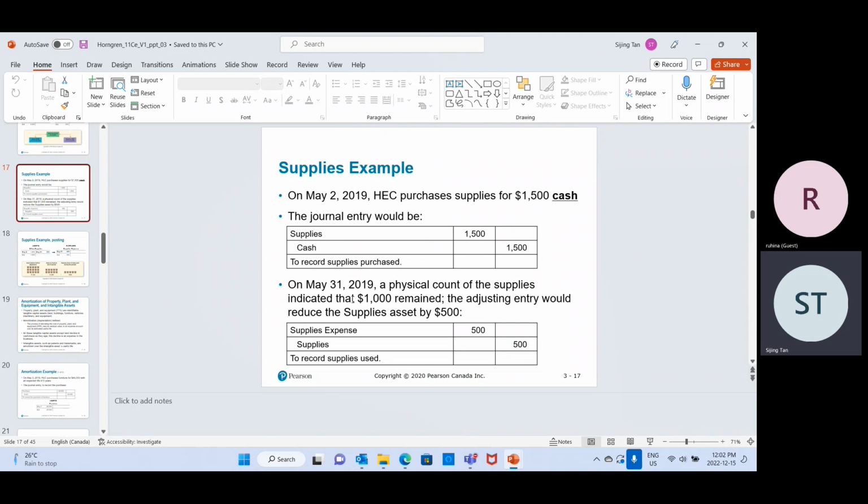Then May 31st, after 1 month, a physical count of the supplies indicated that $1,000 remained, which means $500 has been used during May. So we need to do an adjustment at the end of May. That is, we increase our supplies expense, right? Because we have to recognize that $500 expense. And then we decrease our supplies by $500 because those have been used. So supplies is an asset account.